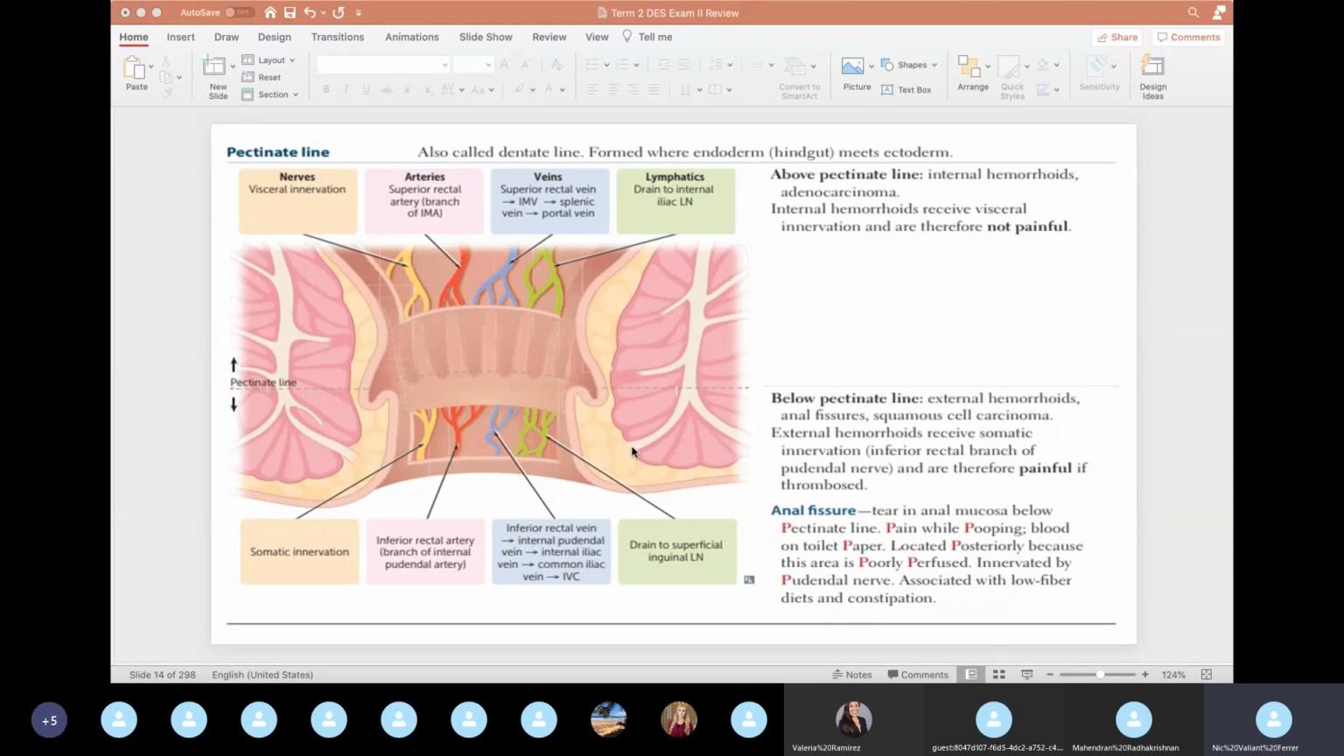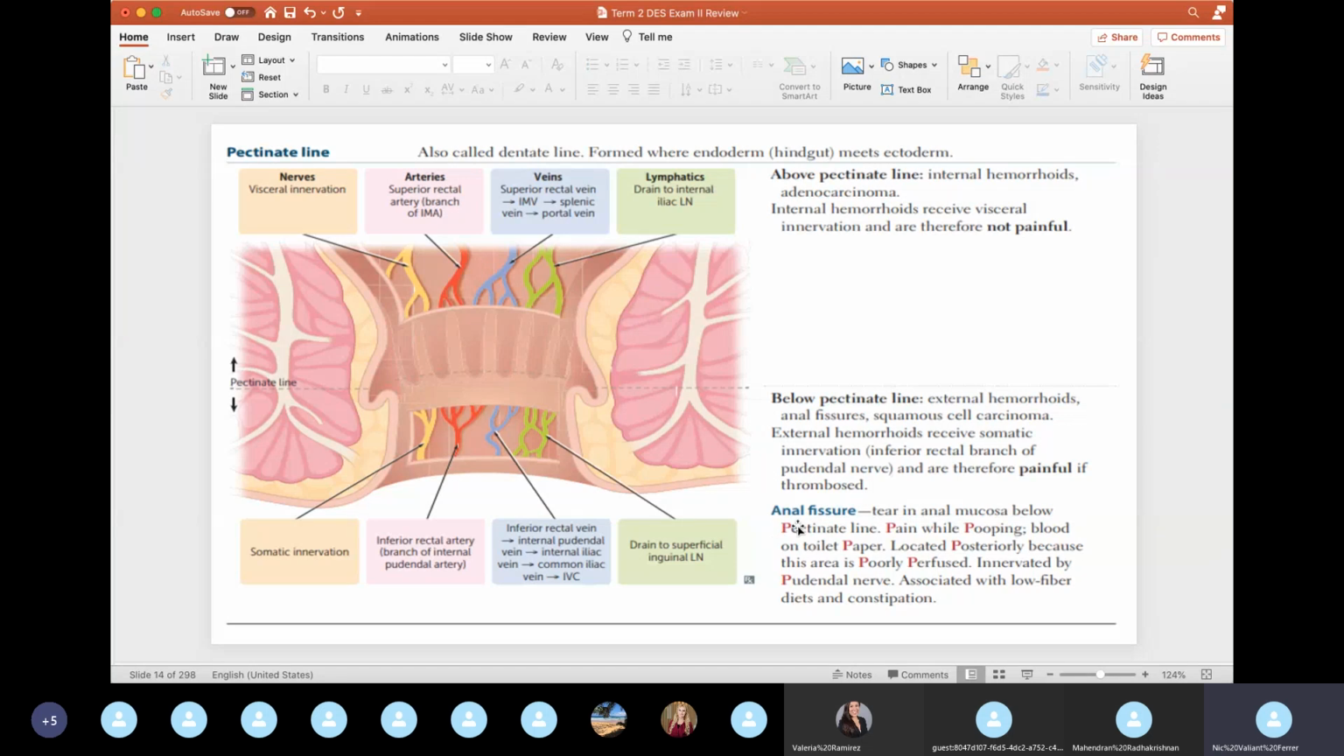Below the pectinate line, you have external hemorrhoids, somatic innervation. Therefore, it is painful. What branch for somatic innervation? The inferior rectal branch of your pudendal nerve. It is also supplied by your inferior rectal artery, which is a branch of your internal pudendal artery. The veins, they drain to your inferior vena cava. And for the lymphatics, they drain to the superficial inguinal lymph nodes.